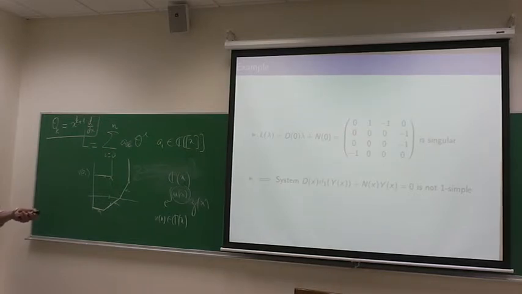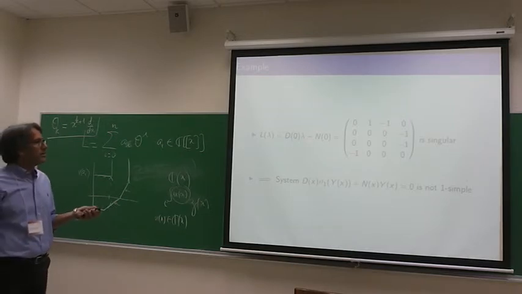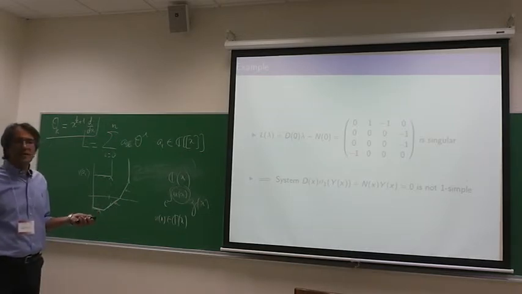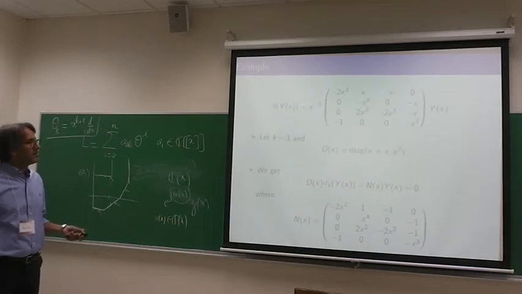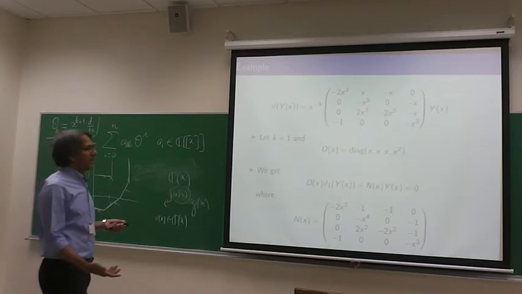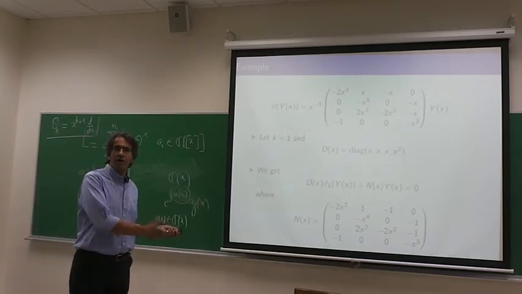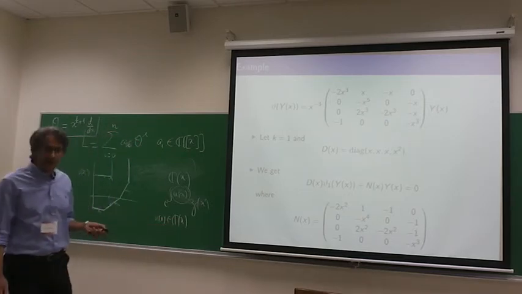But you can see here that these two columns are collinear. So this is a singular pencil. So the system is not K-simple. So for this system, rewriting it in this way doesn't give the information whether K is a slope or not. Okay.